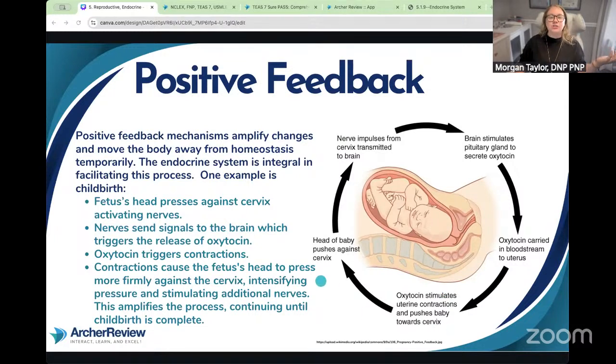And those contractions are going to push the head of the baby against the cervix. And the pushing of the head of the baby is going to cause nerve impulses. Do you see what I mean by positive feedback?